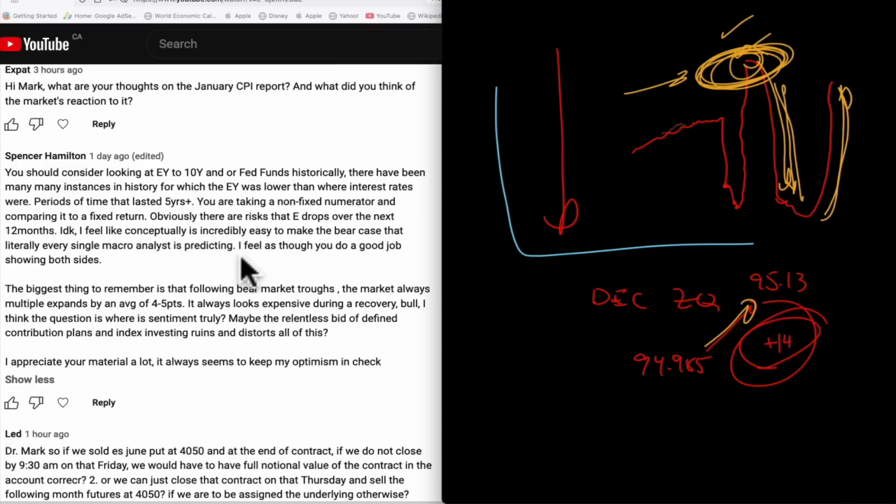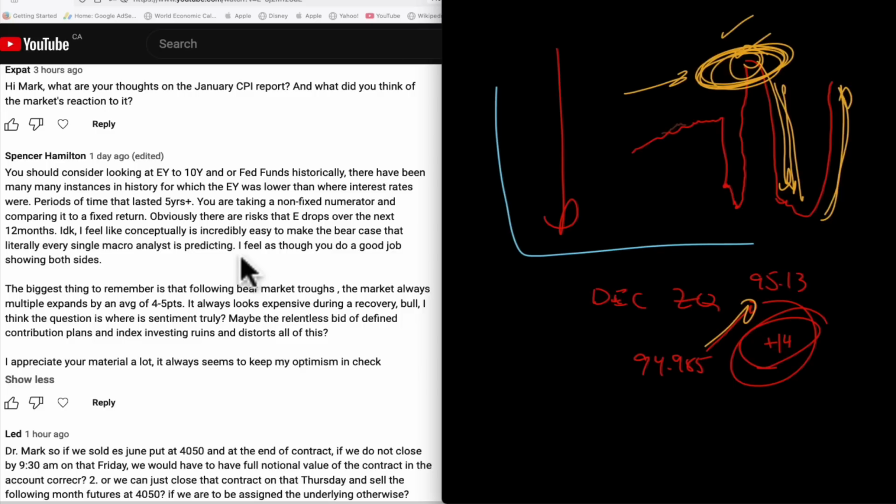You're taking a return that has a distribution and comparing it to a return that has no distribution, and saying, okay, this return has a distribution both to the upside and to the downside, and this return is only a few basis points above this other return that's positive and has no distribution like that. That is the point of doing that. Obviously, there are risks that E drops over the next 12 months. They have been dropping, yes.